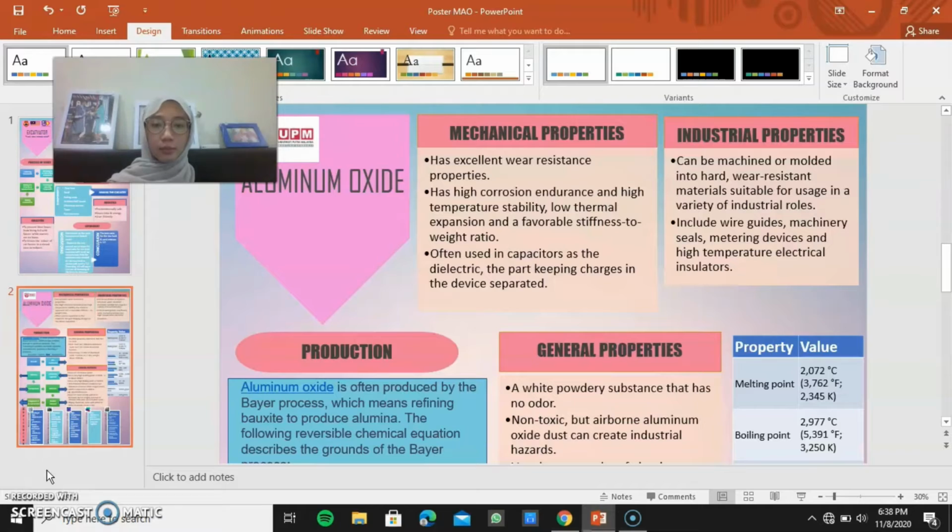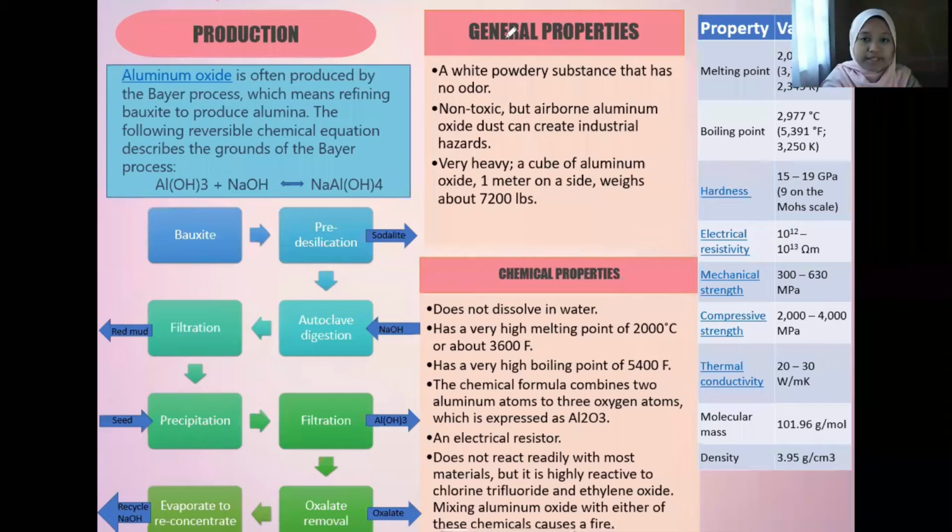the device separated. The industrial properties of aluminum oxide can be machined or molded into hard, wear-resistant materials suitable for usage in a variety of industrial roles. Moreover, aluminum oxide is included in wire guides, machinery seals, metering devices, and high-temperature electrical insulators. Thank you. So next, I will explain about general properties of aluminum oxide.